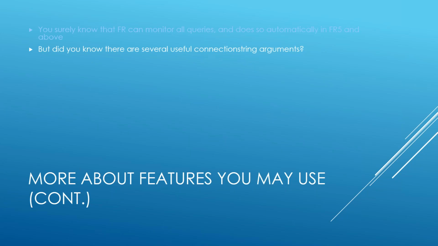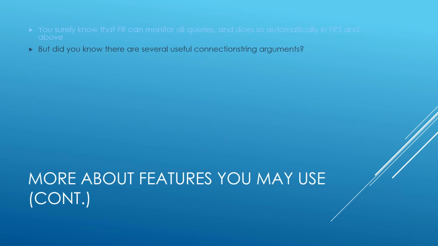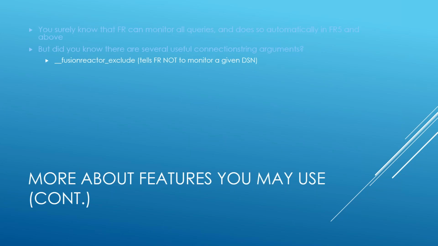This is important. There are several useful connection strings. By default, FusionReactor tracks every query in every data source since FusionReactor 5. Maybe you don't want it to. Well, first of all, there's an option. You could go to a given data source. In the case of CFML engines, you go to the Data Sources tab.